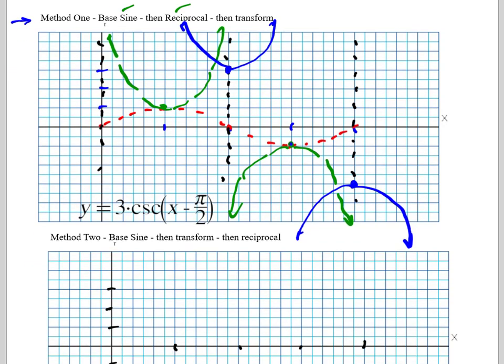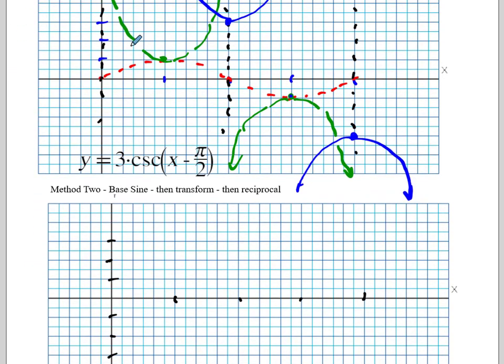There we are. Okay, so same thing, we draw our base curve. Going a little quick here, sorry. Keep track of my key points. Okay, and now I've done my base curve. Now I'm going to do my transformations and then take the reciprocal, and you'll notice there's a difference. So let's do the transform. We're going to multiply by 3, so it's going to get taller. And then I'm going to move the whole thing right 90 degrees.